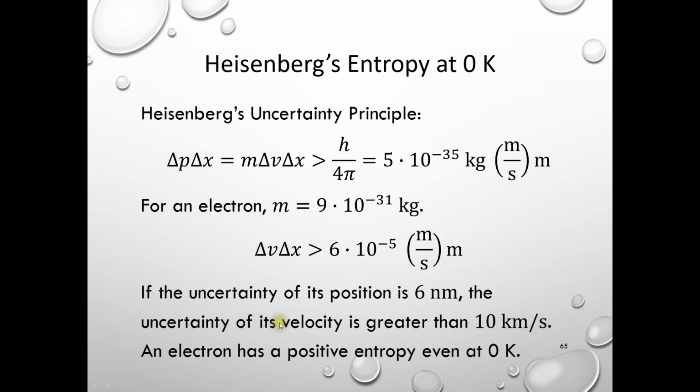Therefore, we conclude that any electron has some sort of uncertainty even at 0K. That means an electron must have some positive entropy at 0K.